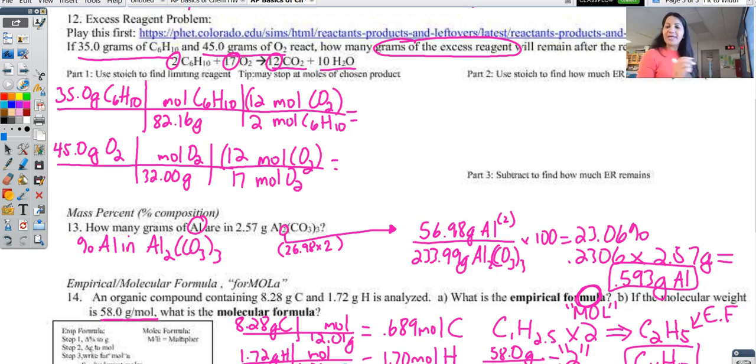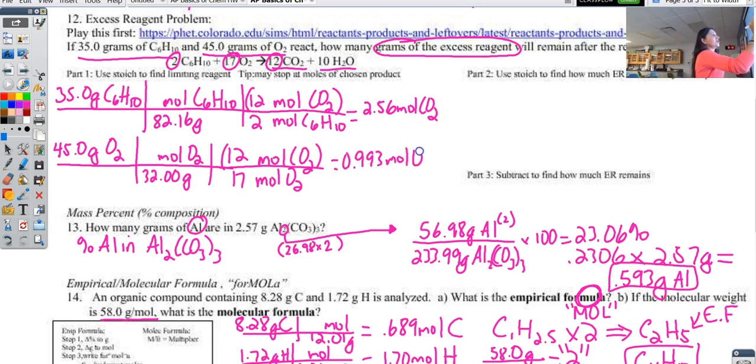Okay, so I'm getting 2.56 moles of the CO2 here, and for the CO2 here, I'm getting 0.993 moles of the CO2. So all of my units have canceled out, and I'm simply left with moles of CO2 in this situation. So it's very easy to figure out which one is my limiting reagent. Remember, the 2.56 and the 0.993 are not called limiting reagents. These are not your limiting reagents. One of them is your theoretical yield. The other one is not called anything, okay?